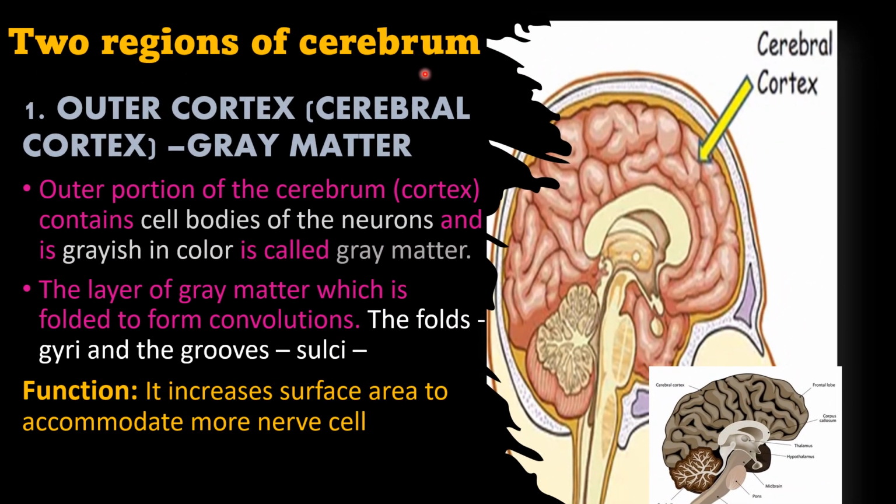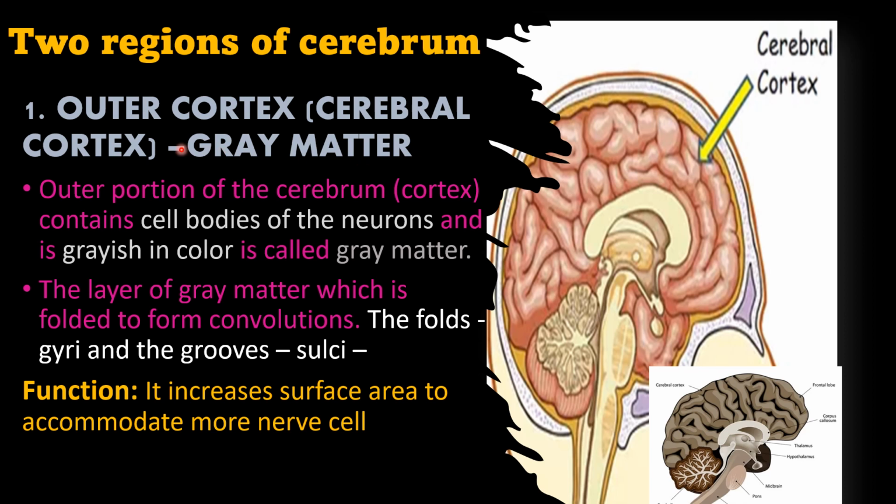Cerebrum consists of two main regions. The outer cortex region, also known as cerebral cortex. This cerebral cortex consists of grey matter. Grey matter always consists of perikaryon or cell bodies of neuron. Grey matter means it consists of cell bodies of neuron or perikaryon of neuron.